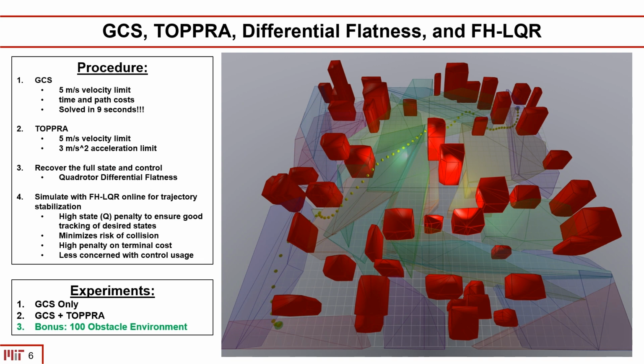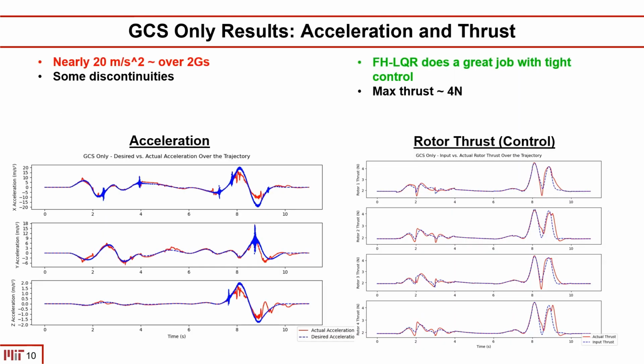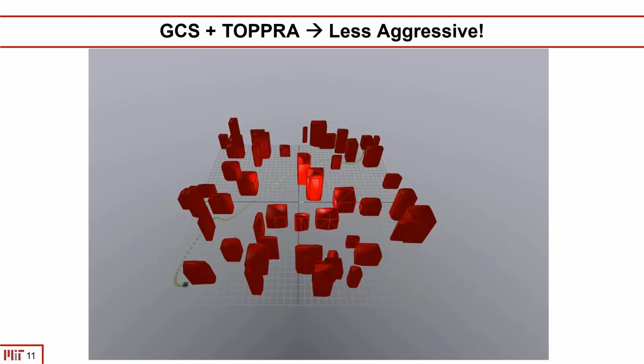The experiments run were GCS only, GCS plus TOPPRA, and then a bonus 100 obstacle environment. The acceleration results also show tight tracking, but demonstrate some discontinuities and accelerations upwards of 20 meters per second squared. That's over 2 Gs, which could also be unsafe. Now that we've shown that GCS-only trajectories may not be suitable for autonomous air ambulances, let's add TOPPRA with a 3 meters per second squared acceleration constraint on top of it to see if it's less aggressive.